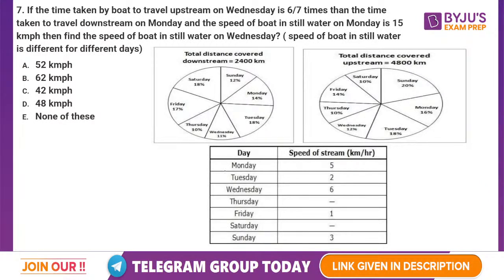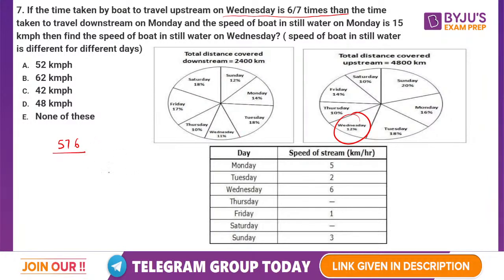Okay, so let's see. If the time taken by boat to travel upstream on Wednesday is 6 by 7 times, then the... Okay, first I will say Wednesday upstream, this is the distance. Wednesday upstream, 12% of 48, so 12 into 48 is 576. So 576 kilometer is the distance on Wednesday upstream.